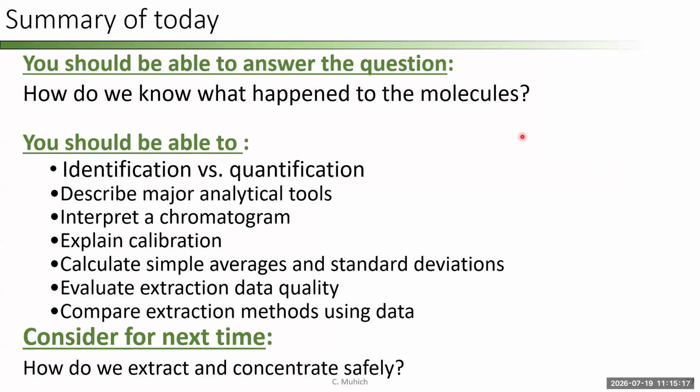At this point, you should be familiar with how we can answer the question of how do we know what happened to our various molecules. You should understand identification and quantification. You should be able to understand how major analytical tools work. You should be able to interpret a chromatogram, explain how calibrations work, how to calculate simple averages and standard deviations, evaluate extraction data quality, and compare extraction methods using data.